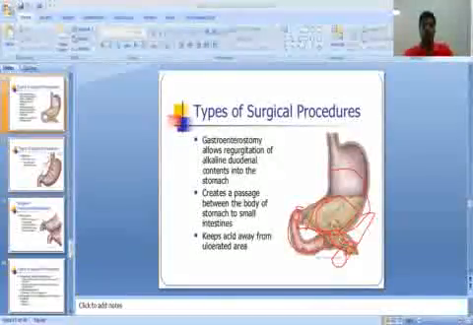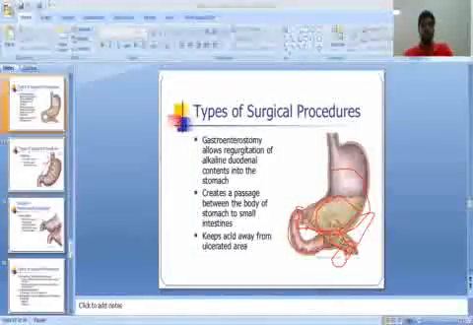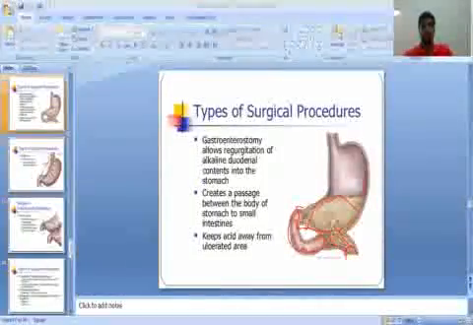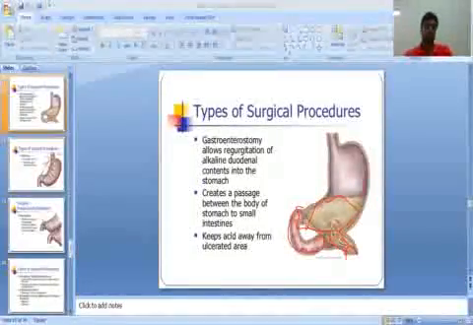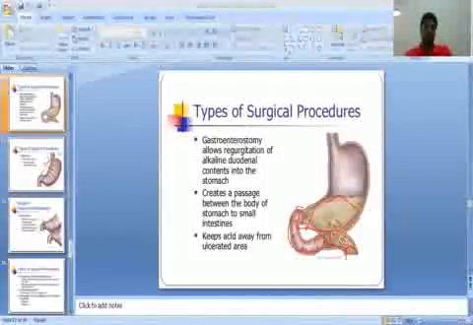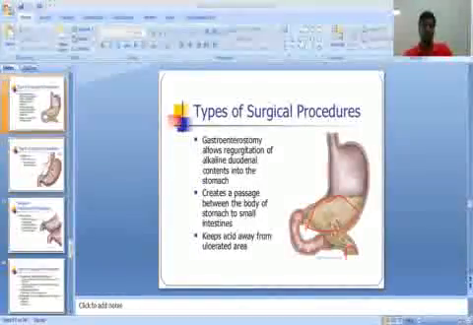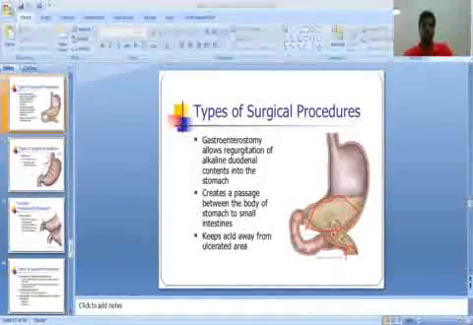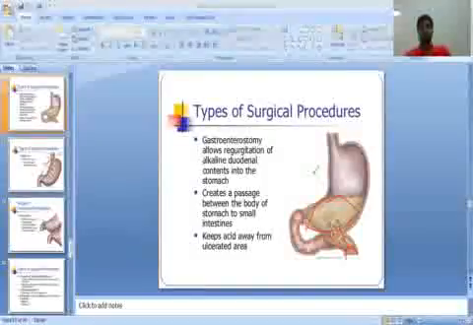Okay, students, this one is gastroduodenostomy.